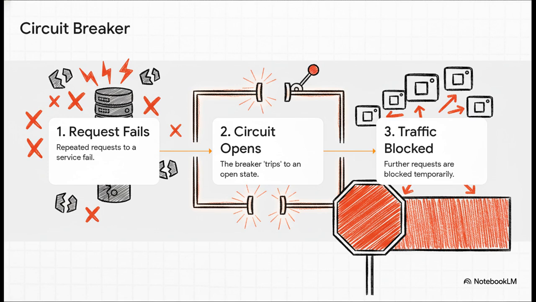First, a few requests to a service fail in a row. That's the trigger. Second, the circuit opens, just like an electrical circuit breaker in your house. And third, for a little while, any new traffic trying to go to that failing service is blocked immediately. This contains the problem, isolating the failure and keeping the rest of the system running smoothly.